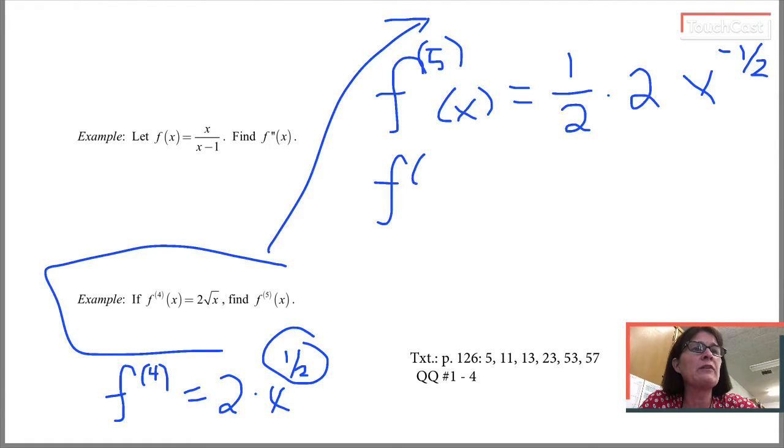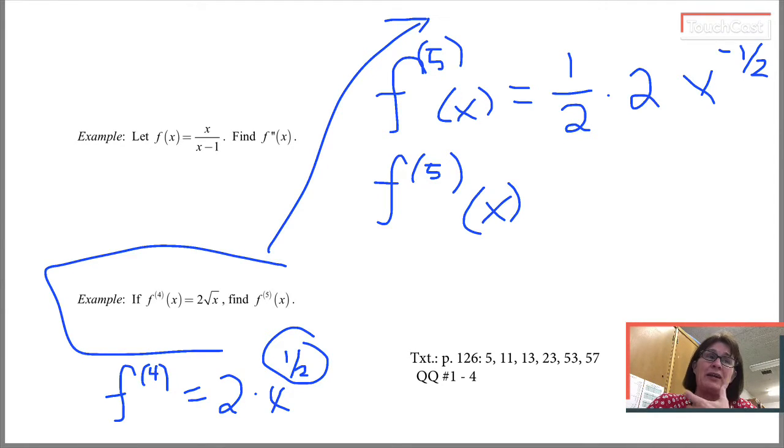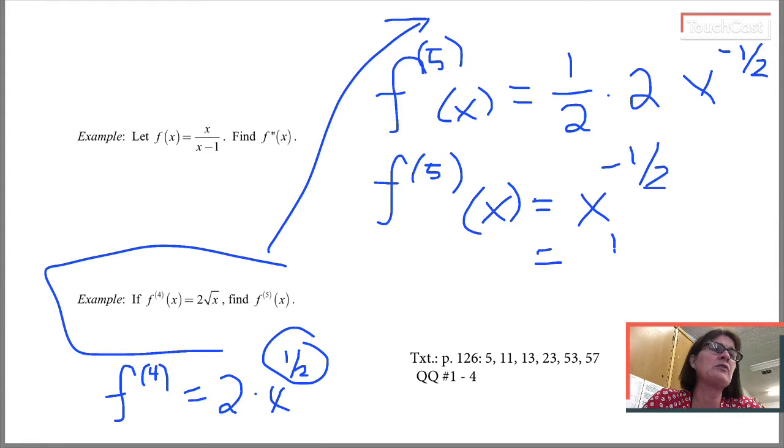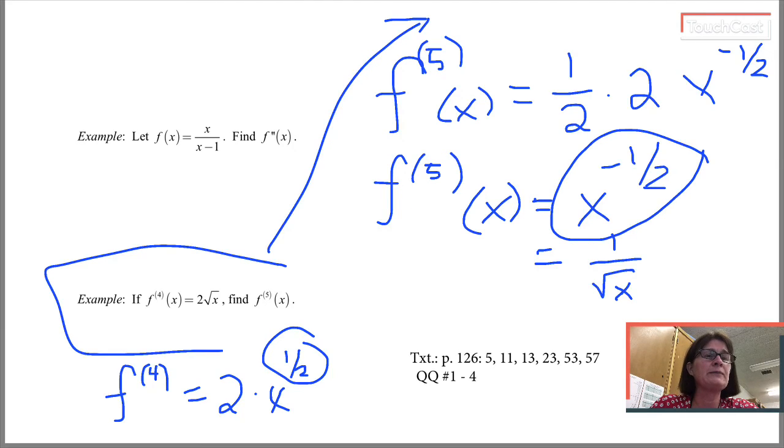So the fifth derivative of x, I'm just simplifying the notation I have. I'm not going to do any more functioning on this result, but the 1/2 and the 2 multiply to make 1, so I could write x to the negative 1/2. That's exactly equivalent to 1 over the square root of x. Cool, so the fifth derivative, 1 over the square root of x, or you could have left your answer like this, that's just as good.